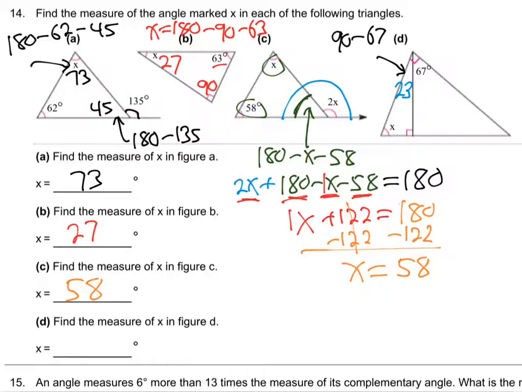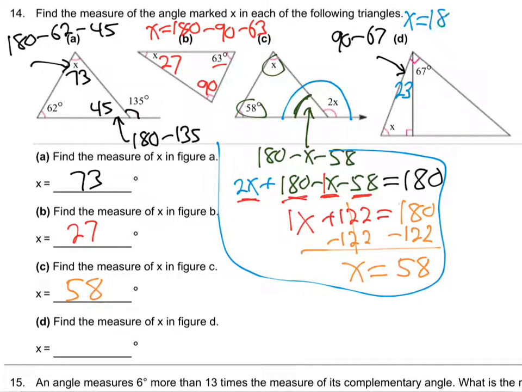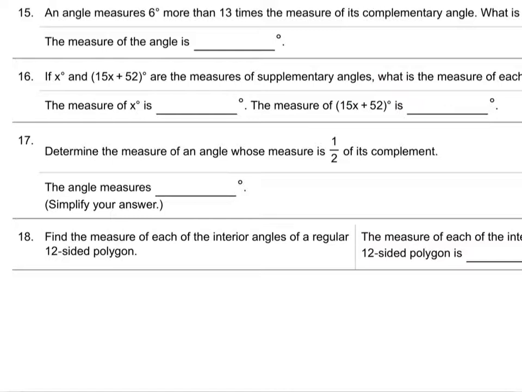Okay, and now we can find x because I'm kind of running out of room here. This x here must be 180, because it's part of a triangle, minus the other two angles, minus 23 minus 90, right? Because this one's a 90 and this one's a 23. So what is that? 67. X must be 67 degrees. There we go. Number 15.